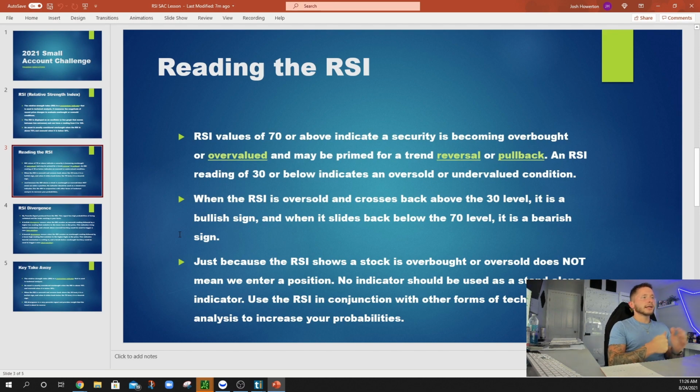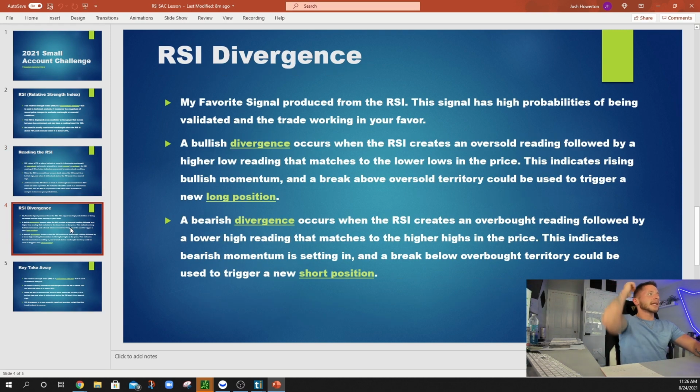So intraday, 30-minute time frames, hour time frames, daily, weekly, doesn't matter. If I spot divergence on the RSI, that is a very powerful and a very strong indication that we could see the trend shift. I love being able to identify divergence with other forms of technical analysis because it is a very powerful signal that the RSI gives you. So let's talk about RSI divergence. Again, it's my favorite signal that's produced from the RSI. This signal has high probabilities of being validated and the trade working in your favor.